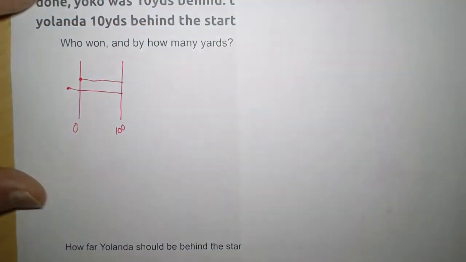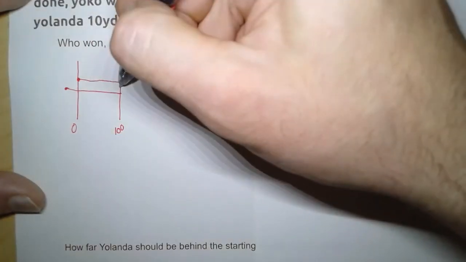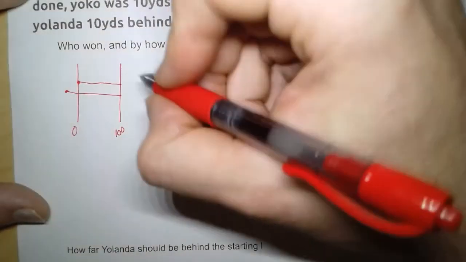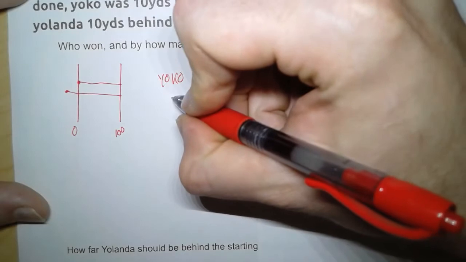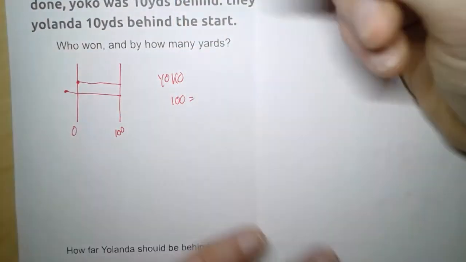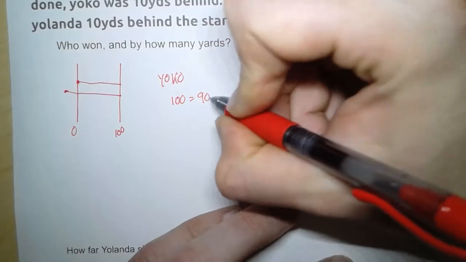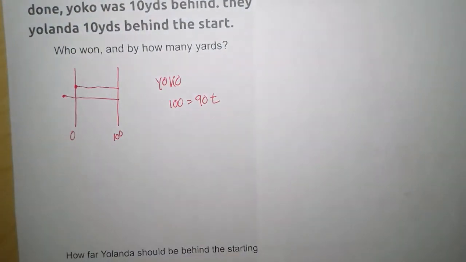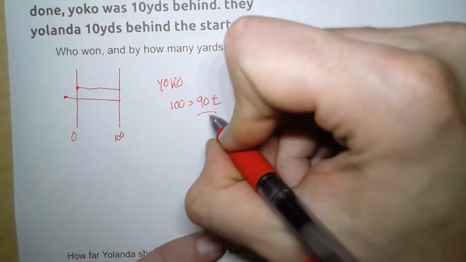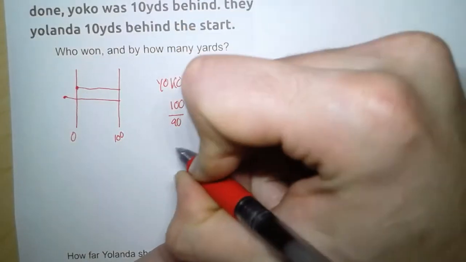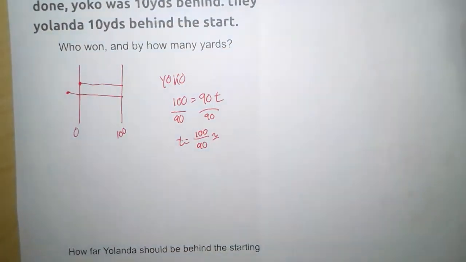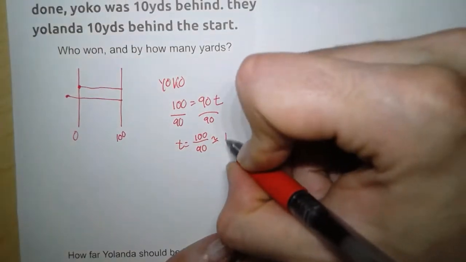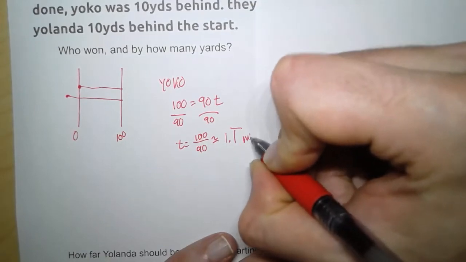Well, the person who wins is the person who's going to get to 100 in less time. So for Yoko, she has to run 100 yards, so that's our distance, and we know her rate. Her rate is 90 yards a minute, but the time we don't know. To find the time, we divide by 90, and time equals, as an exact fraction, 100 over 90, but we're going to want to approximate that. So 100 divided by 90 is 1.1 repeating minutes.